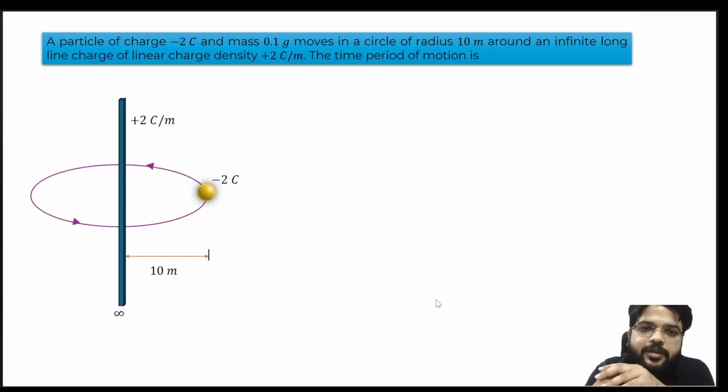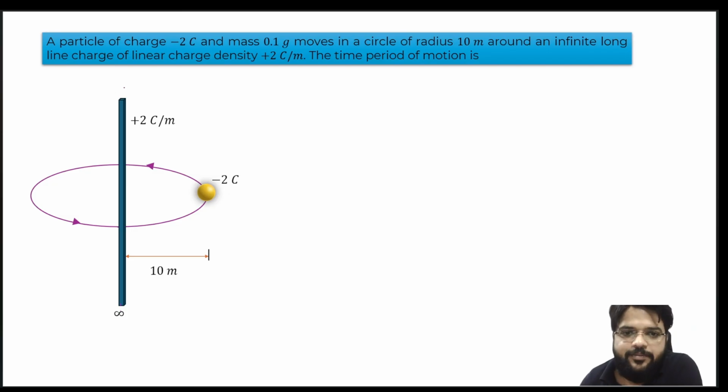Let's see the next question, everyone. A particle of charge -2 coulomb and mass 0.1 gram moves in a circle of radius 10 meter around an infinite long line charge of linear charge density +2 coulomb per meter. The time period of the motion is what? So we want the time period of the motion, everyone.